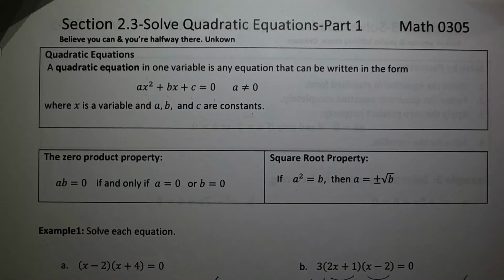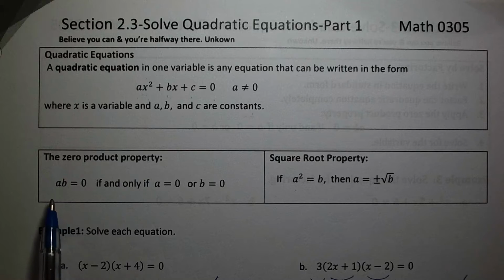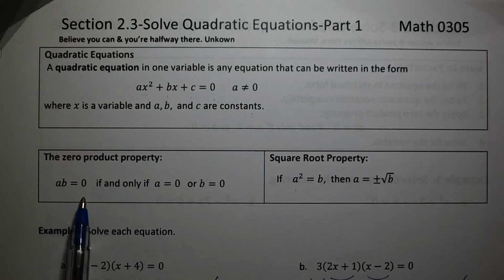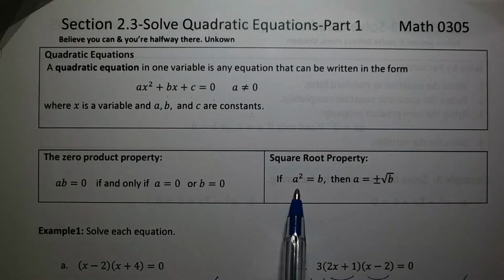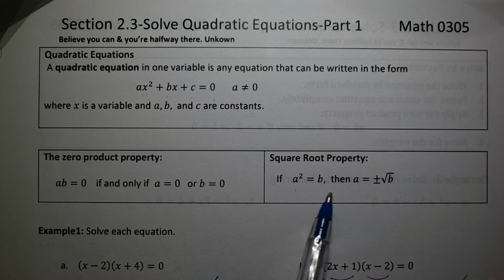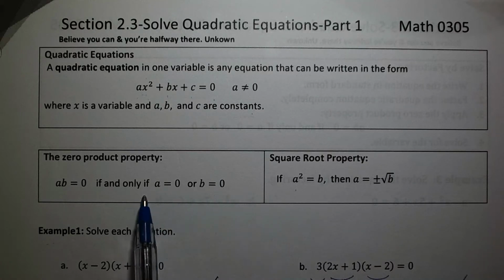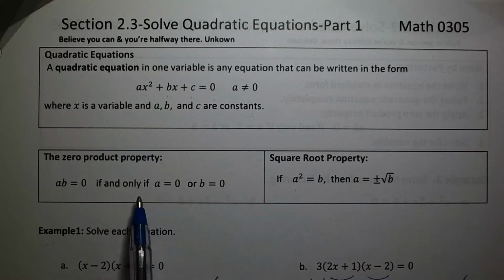Before we start talking about methods for solving quadratic equations, let's check two important properties. The zero product property says if the multiplication of two factors is 0, at least one of those factors must be 0. And the square root property says if a squared equals b, then a equals positive or negative square root of b. I'm going to show you some examples of equations using these two properties and solving those equations.